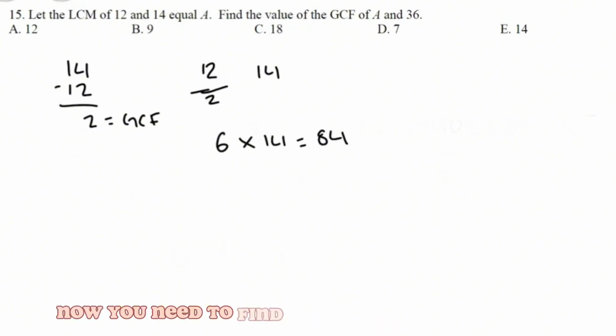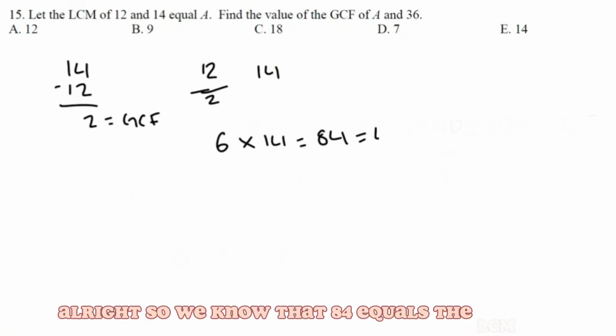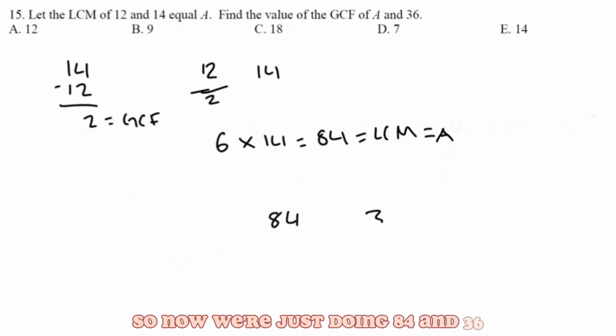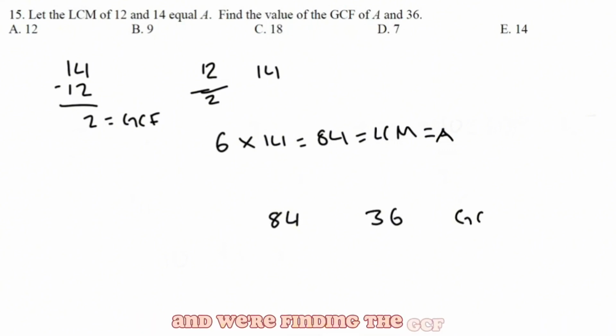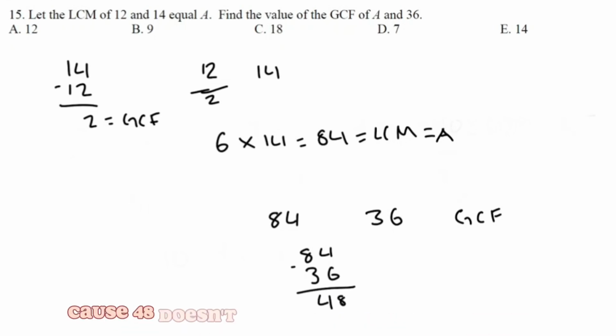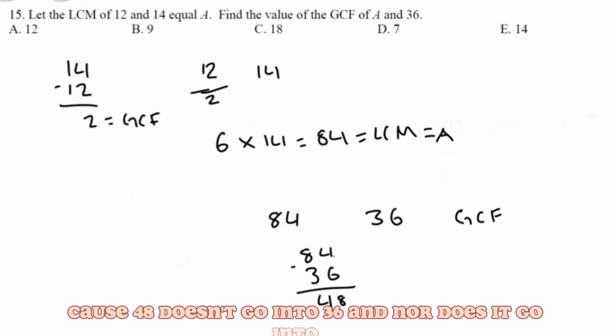Now we need to find the value of the GCF of A and 36. Alright, so we know that 84 equals the LCM of 12 and 14, and the LCM of 12 and 14 equals A. So now we're just doing 84 and 36, and we're finding the GCF. Alright, so 84 minus 36 equals 48. So let's break down 48, because 48 doesn't go into 36, and nor does it go into 84.